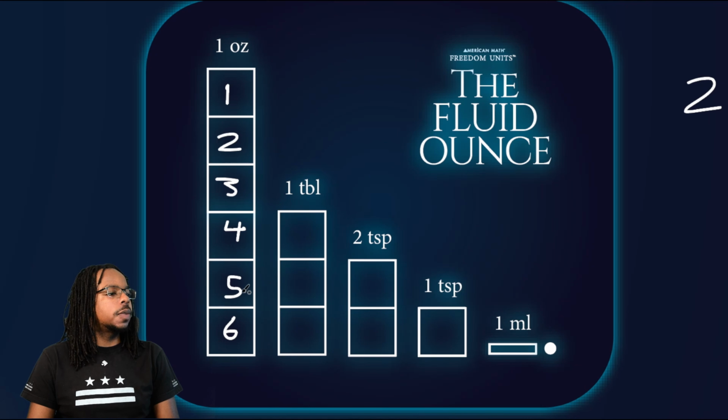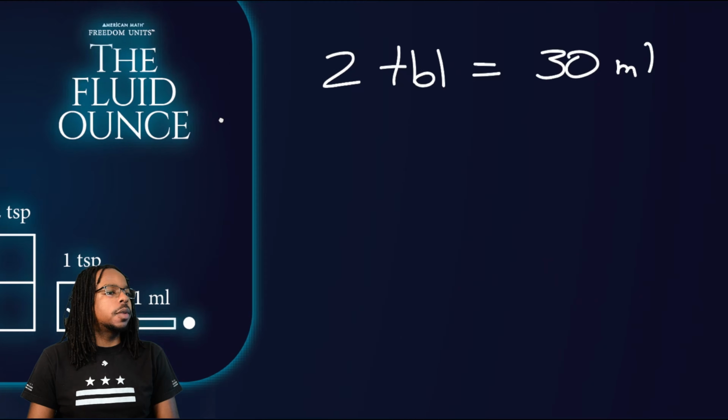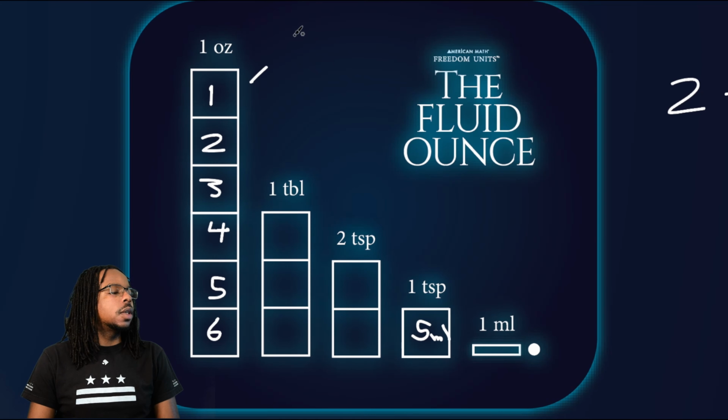And if every teaspoon has 5 milliliters inside of it, then to find out how many milliliters are in an ounce, it's very simple. All we need to do is multiply the amount of teaspoons, which is 6, times 5, which gives us 30 milliliters. And we can also see that that's the same as 2 tablespoons.